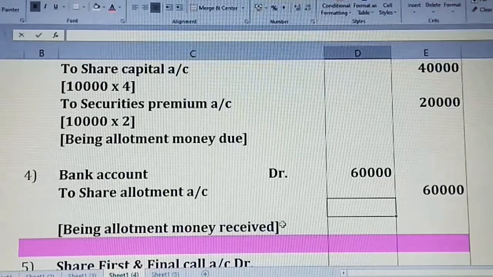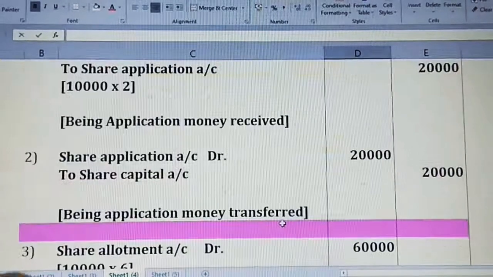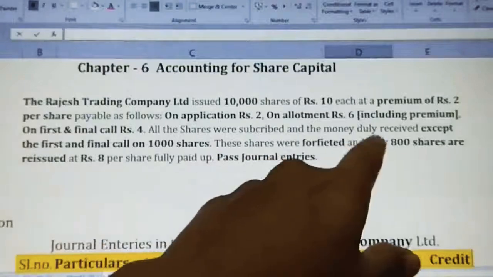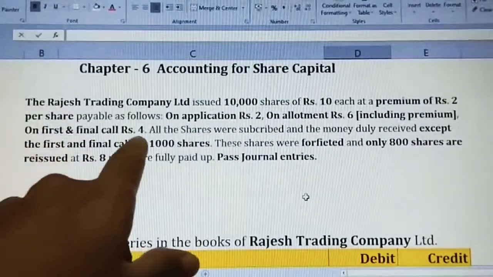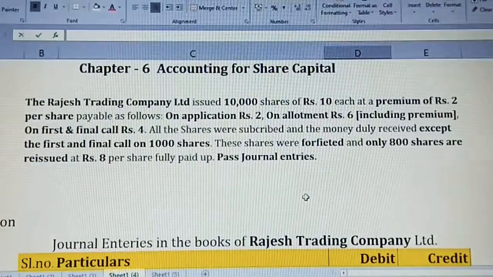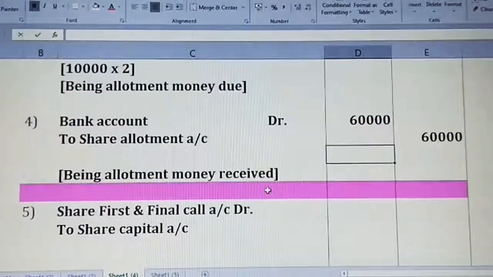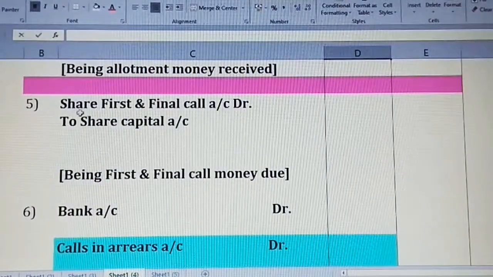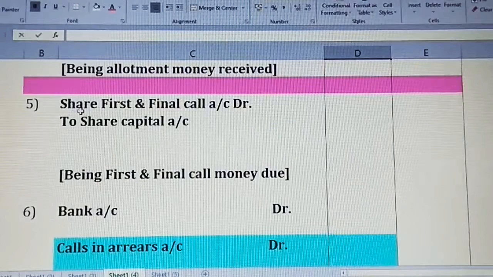We have done this. Now let us move on to the next entry related to first and final call. Before that, let us observe what is the rate given in the question. For first and final call, rupees 4. So keep this in your mind. Going for first and final call due entry, always remember first will be due right from allotment. First is due entry and then only it is receipt entry.